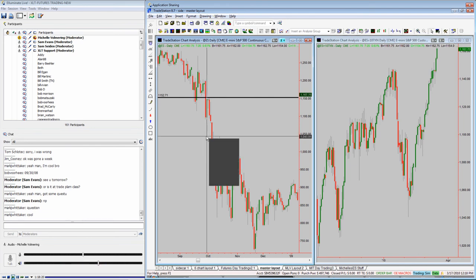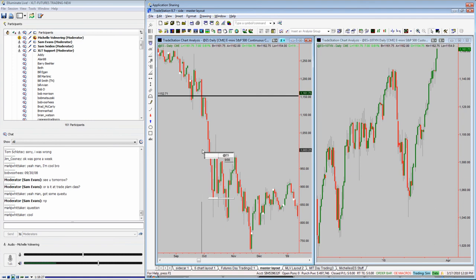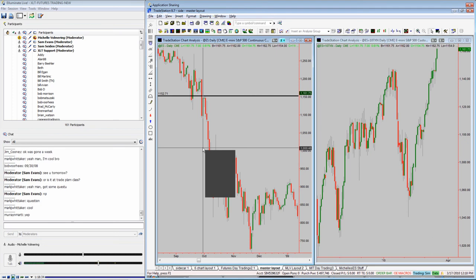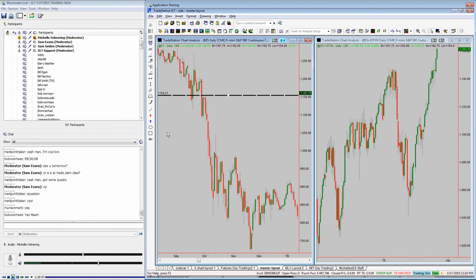Now, that high on September 30th is 1154 quarter. Is that what you all see? I have 1154 quarter according to the high. And so this level is just a little bit off. I'm not sure which number it's picking up. But according to the highs, I see 1154 quarter. So I'm actually going to type this in here.